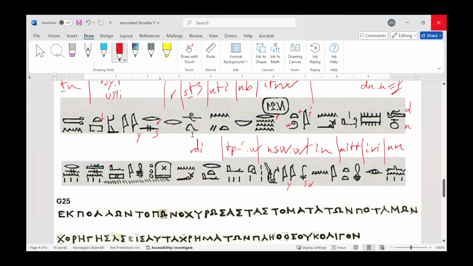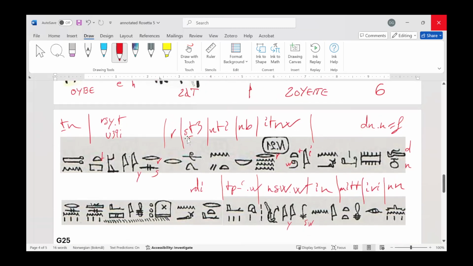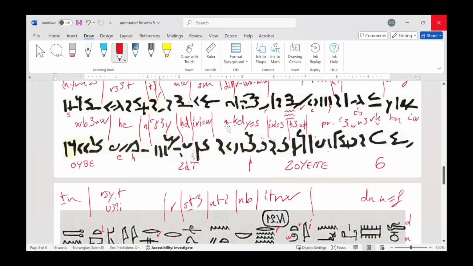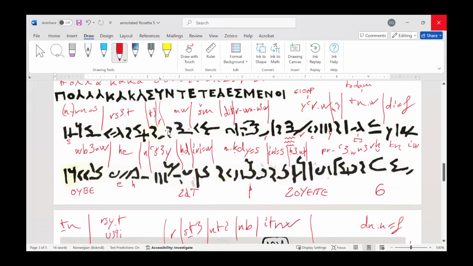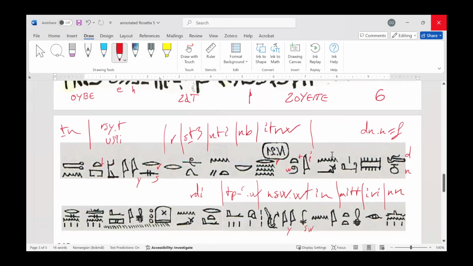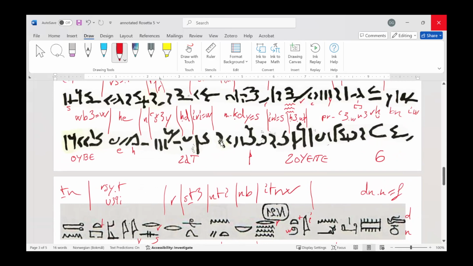Am I going mad? I swear we had something similar to this in the demotic. Yes, we had these DF, in this case the second one with the DIT, but we didn't have that in the second line. It was only in the first. Yeah, that's true.